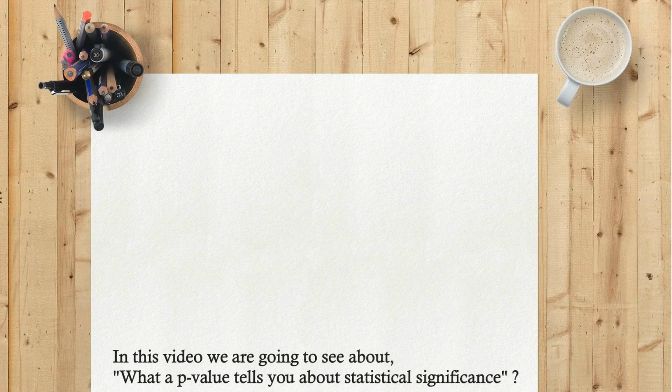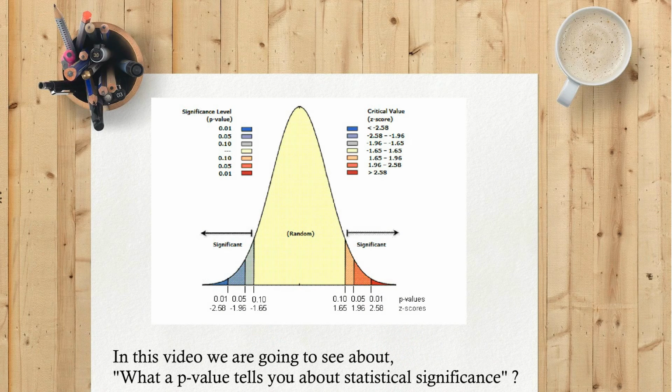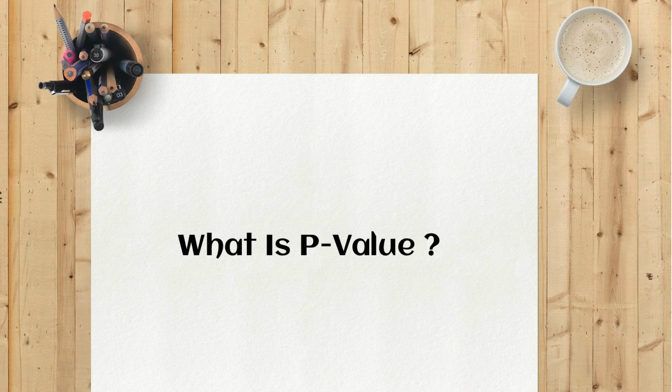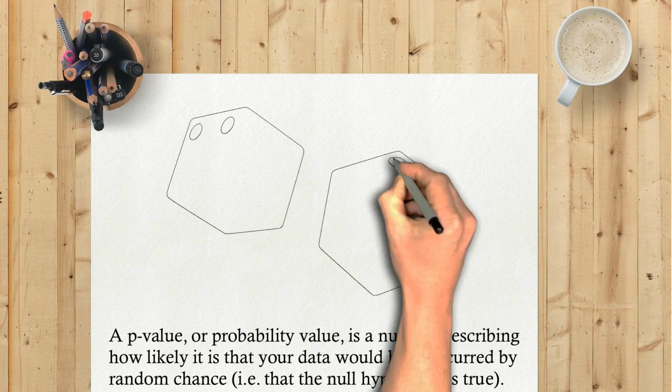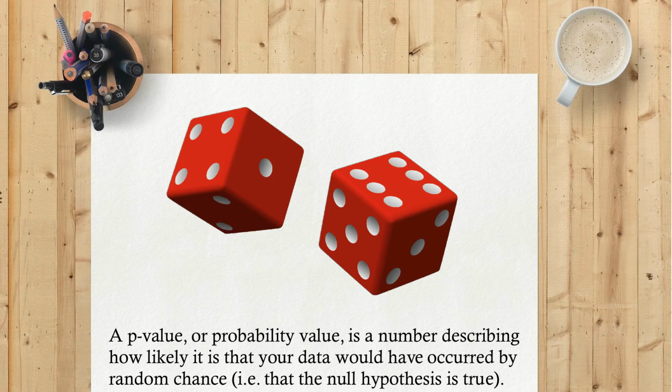In this video, we are going to see what a p-value tells you about statistical significance. What is a p-value? A p-value, or probability value, is a number describing how likely it is that your data would have occurred by random chance. That means that the null hypothesis is true.